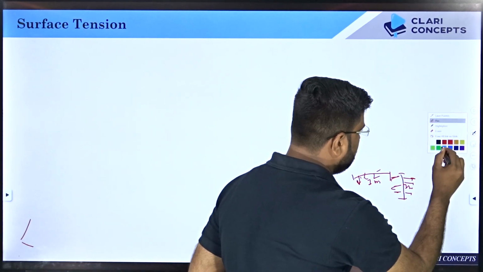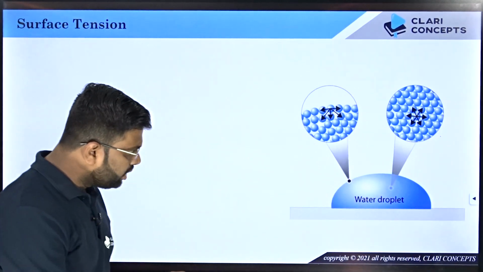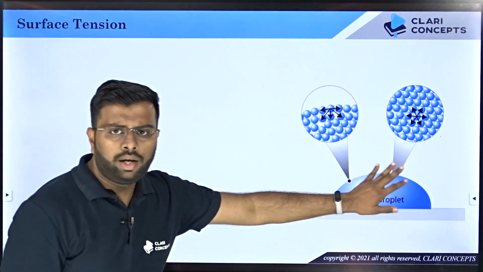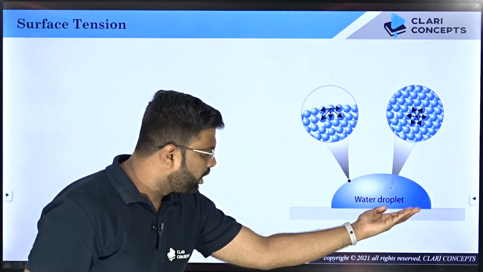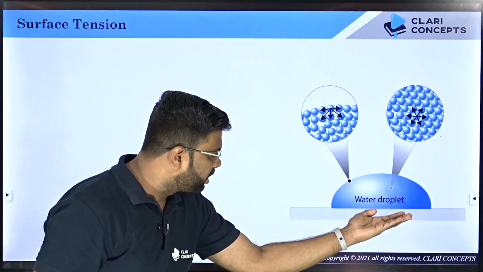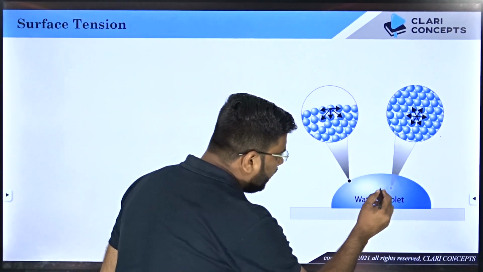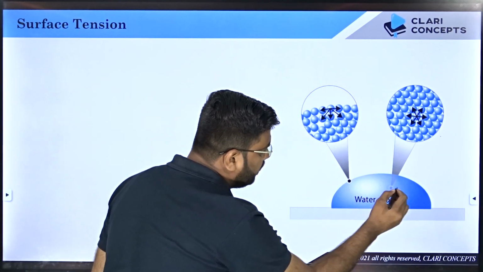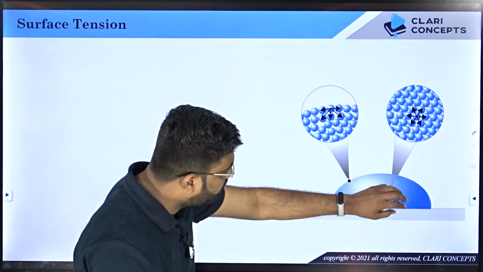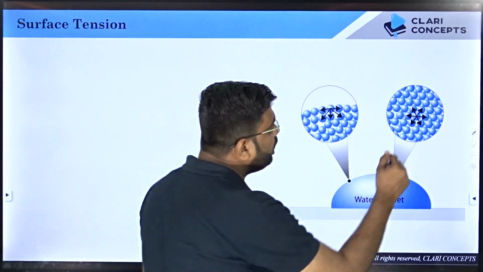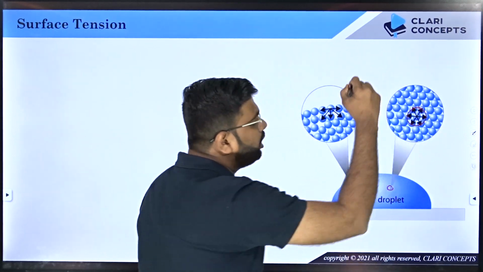Let me clear this writing. Whenever you take, let's say, a water droplet on the surface of any solid surface, and you look closer at two different aspects: first, take a molecule within the liquid and zoom into it. You will see that this molecule is surrounded by all the water molecules.